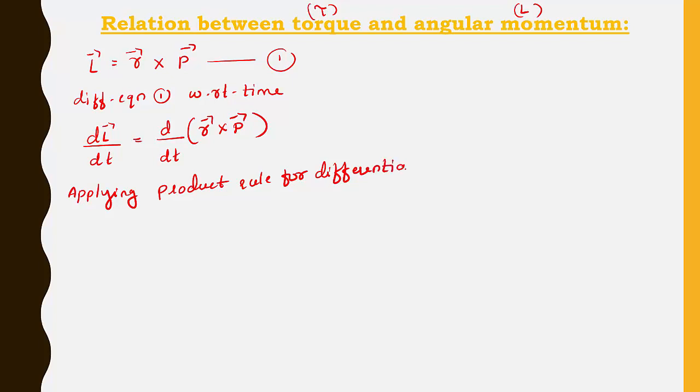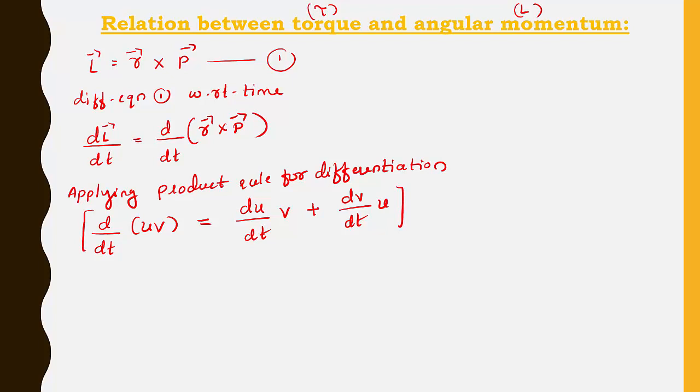Applying product rule for differentiation. We can write the equation d by dt of R cross P, which is in the form of U and V. We can write the standard formula here: d by dt of U into V is equal to, product rule, du divided by dt into V plus dV divided by dt into U. So this equation I am going to apply here. Let us apply product rule.